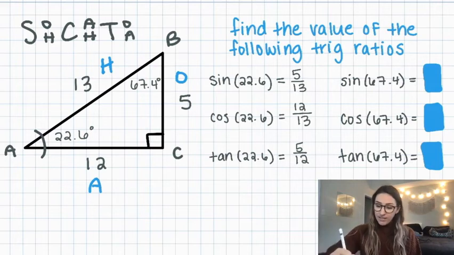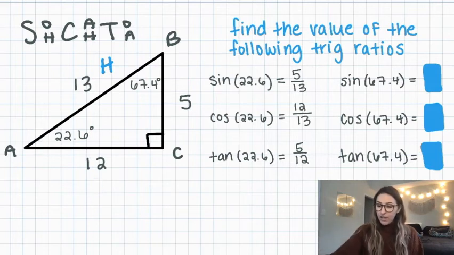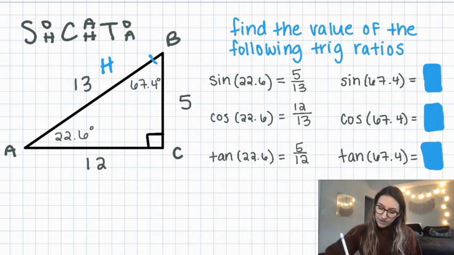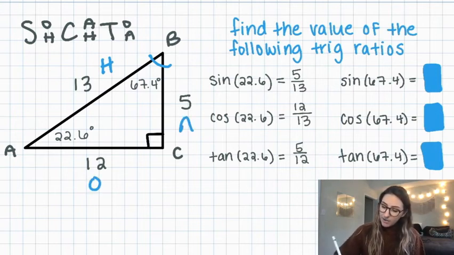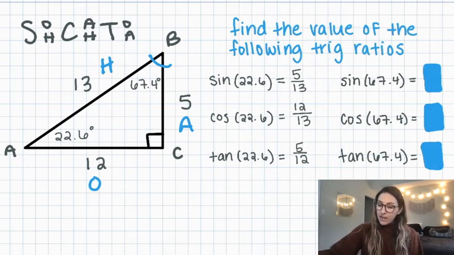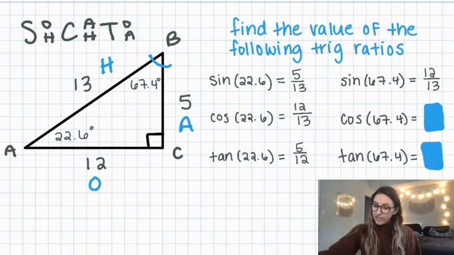Then for the other set, we are going to use 67.4 degrees as our angle that we're focusing on, which means we need to relabel the triangle. So now we're going to say we're standing right here, we're focusing on that angle, which means that now 12 is my opposite side and 5 is my adjacent side. So now sine of 67.4 would be 12 over 13. Cosine of 67.4 would be 5 over 13. And then tangent of 67.4 would be 12 over 5.